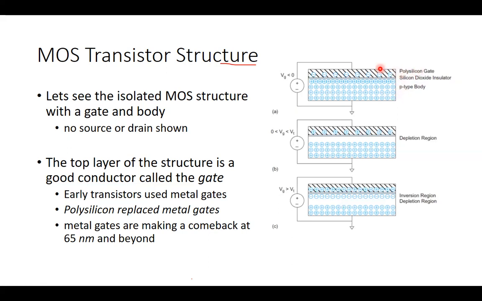The top layer is a very good conductor of electricity, and it is called the gate. Very early transistors, a few decades ago, used metal gates for this purpose. But nowadays, with the current technology, polysilicon gates are widely used. And in recent times, due to technology advancement and innovation, we can see metal gates making a comeback, especially in the technology of 65 nanometer and beyond.